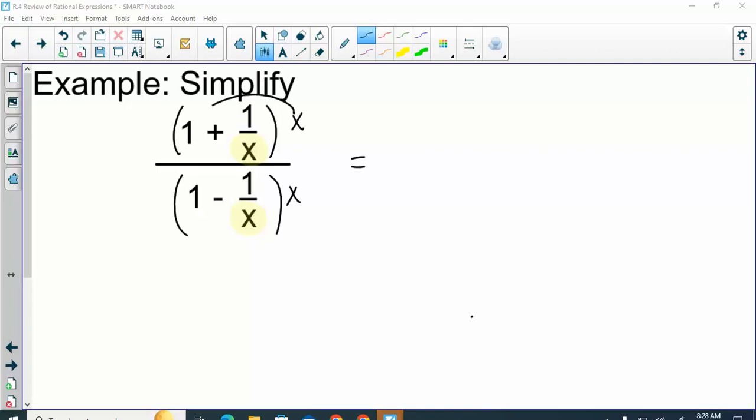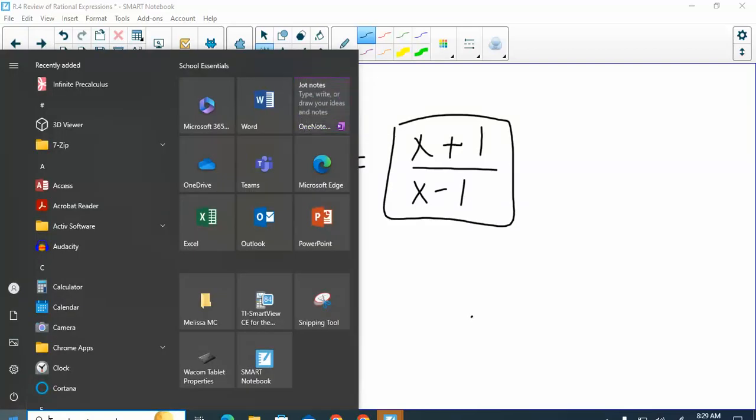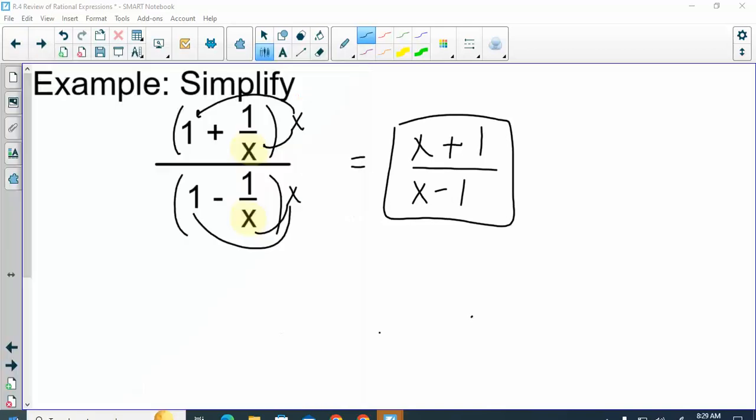So if we distribute, 1 times x is x, plus, what's 1 over x times x? Okay, 1 times x is x, minus 1 over x times x. So x plus 1 over x minus 1. Alright. Any questions on that?